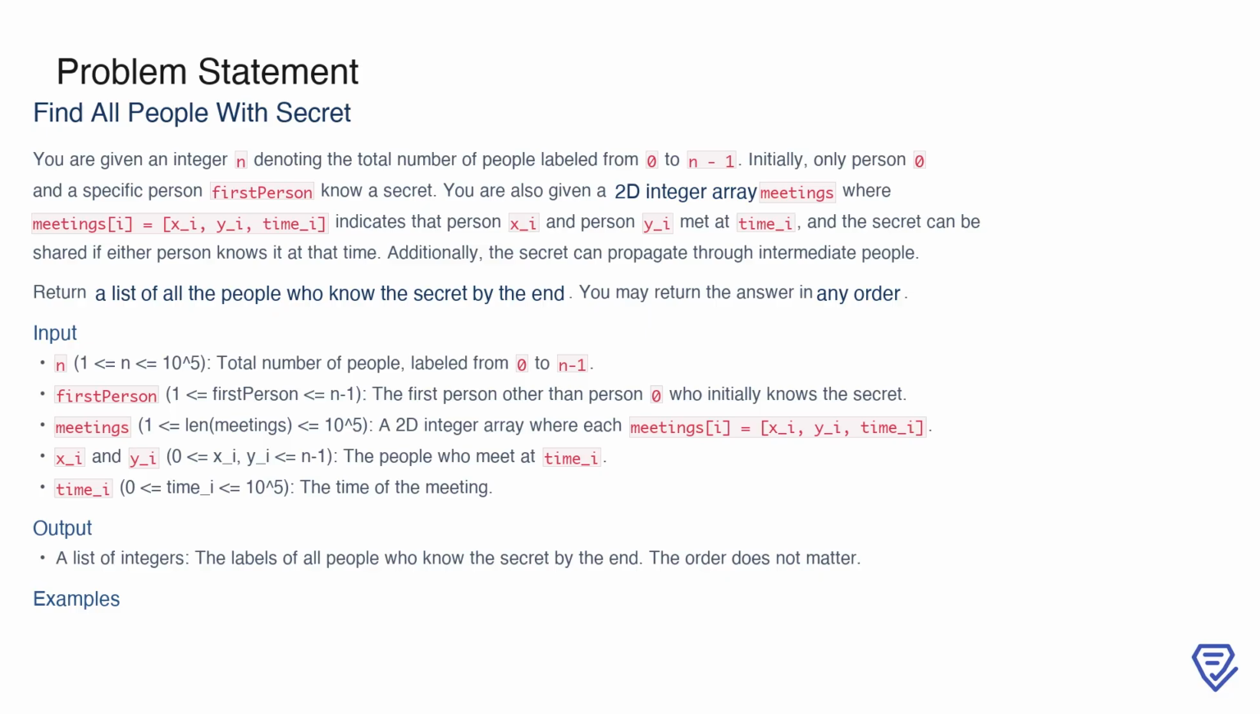Importantly, the secret can also propagate indirectly through intermediate people. Your goal is to return a list of all the people who know the secret by the end. The order of the people in the output does not matter.